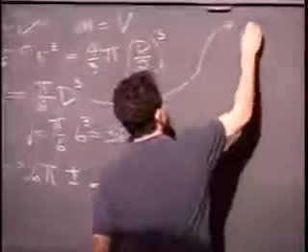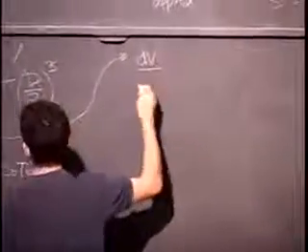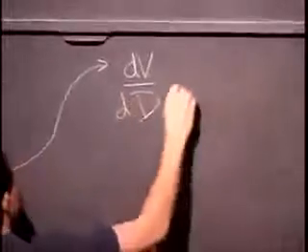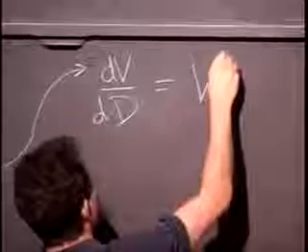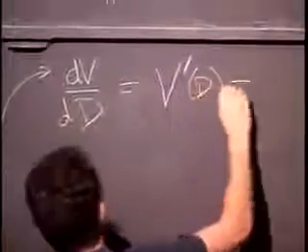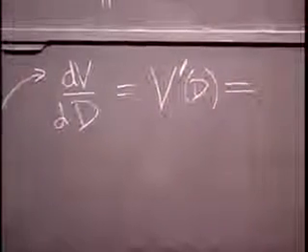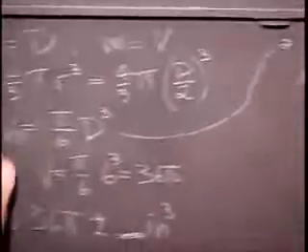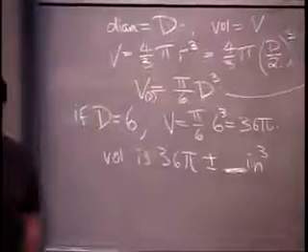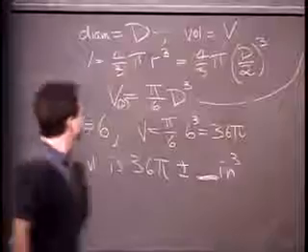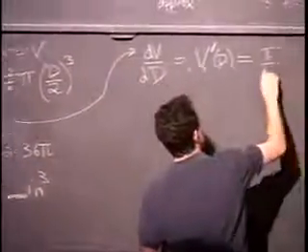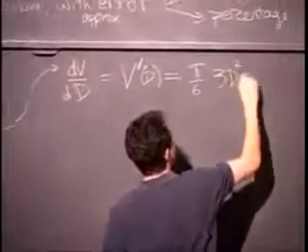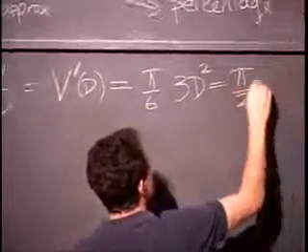So from there, I'm going to find dV/dD, which for sanity's sake, I'm going to just write V prime of D. See, think of this as, if you like, V of D. Maybe those aren't such great initials to use. Anyway, V prime of D is pi over 6 times 3D squared, which is pi over 2 D squared.